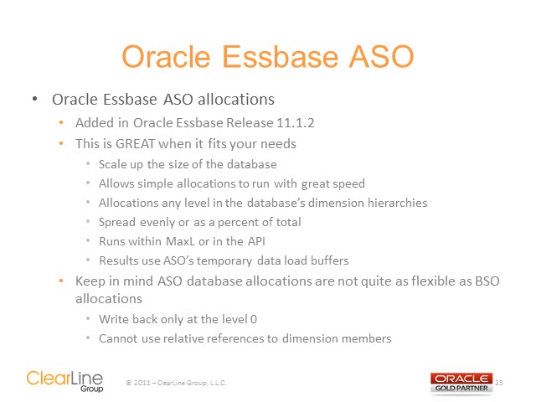I have always been a big fan of Essbase aggregate storage. ASO has gotten even better in version 11.1.2 because Oracle has added an allocation option to it. This is a great option when it fits your needs. It will allow you to really scale up the size of your cube while still allowing you to run simple allocations really quickly. It can also allocate with an even spread or a percent of total. You will need to remember that ASO allocations are not quite as flexible as the BSO options. One of the main reasons is that you can only write back to the zero-level numbers inside of aggregate storage.